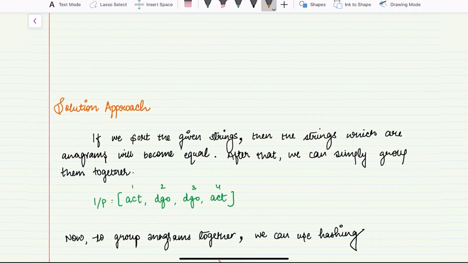The solution approach is that we can sort the given strings. Now how did this intuition come? From the question itself, it said that anagrams are words that have a different order of the same set of characters. So if we sort both strings and those strings become equal, that means they are anagrams, because the order was different only, but they have the same characters. So if we sort them, the strings which are anagrams will become equal. After that, we can simply group them together.